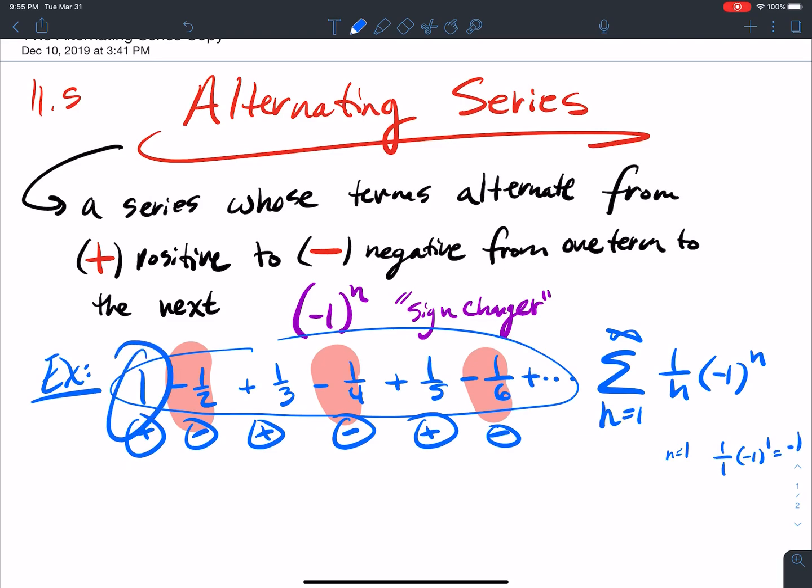We don't get -1 for the first term, so I either need to subtract 1 or add 1. Whatever works for you, you just need to change that. If it's n minus 1, then you get that to the 0, which gets you a +1, and now we're good to go. So this series is equal to that right there.